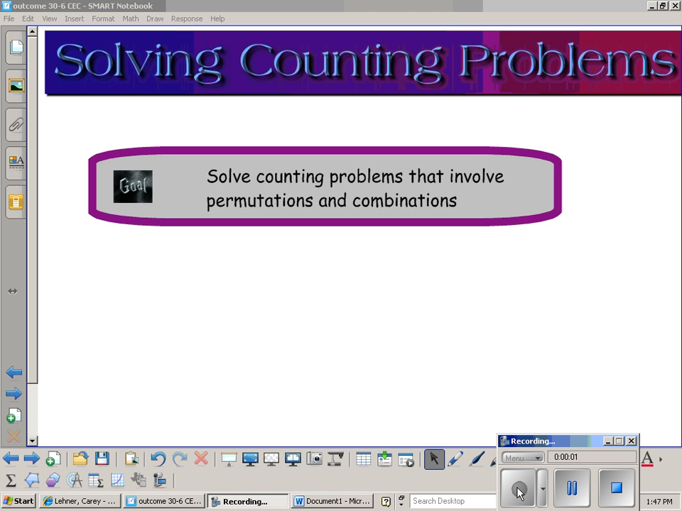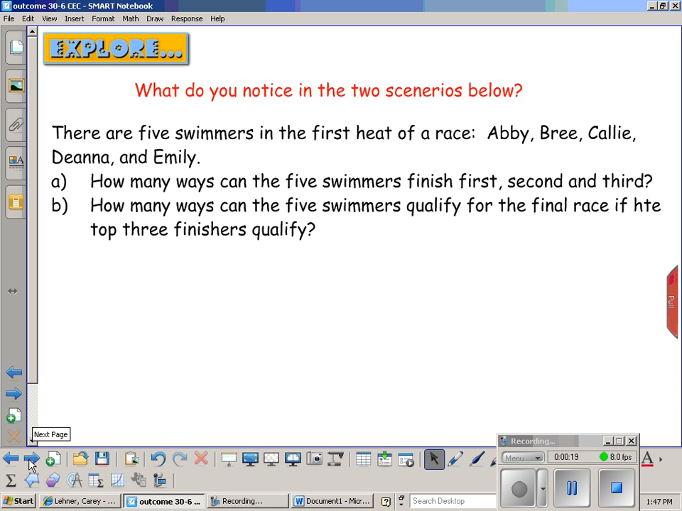In this lesson, we are going to look at how to solve counting problems that involve permutations and combinations. So now we're going to have to sort out where order is important and where it's not, and know which formula needs to be used. So let's think about this first.